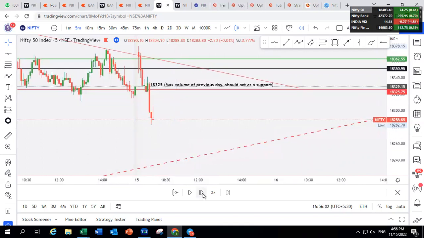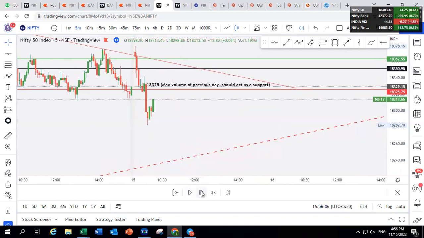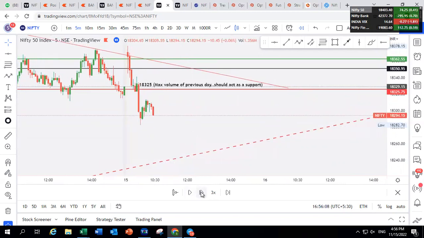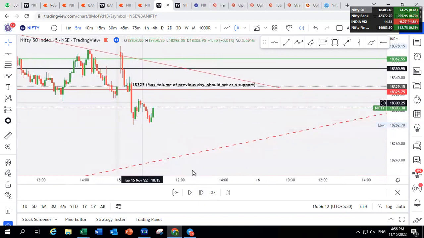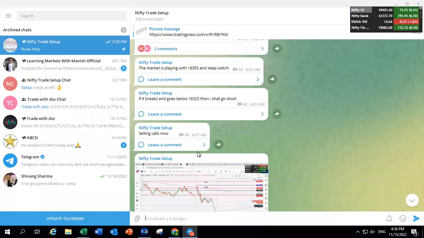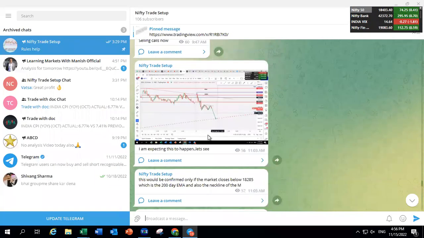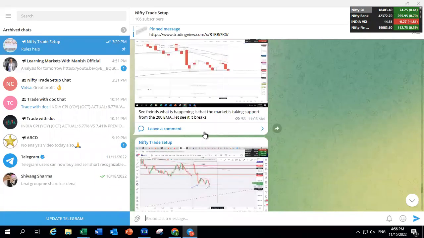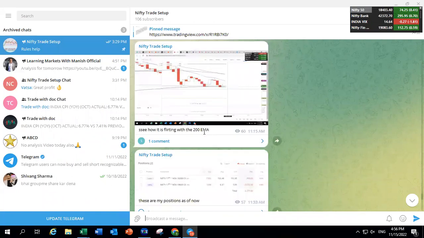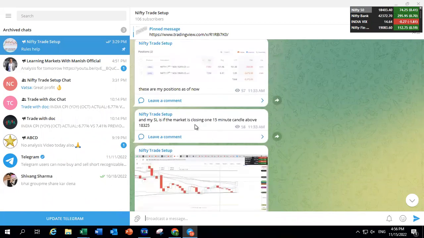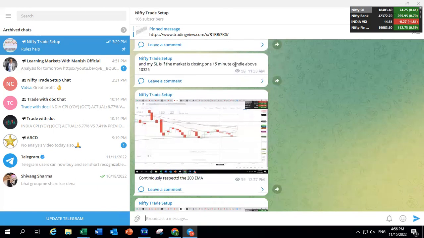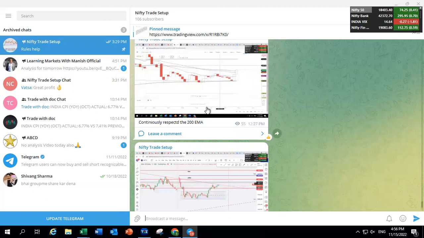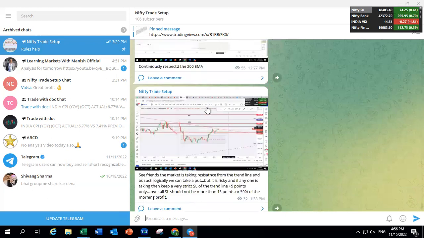So the market, what did it do? It took support from here. There, see what it did. All of us know what it did. It came down. But see, at this juncture, I think somewhere here I had mentioned selling calls now. They confirmed. They came in, flirting with the 200 EMA. My SL is 15. One candle over 15 over 325. Continue to respect.